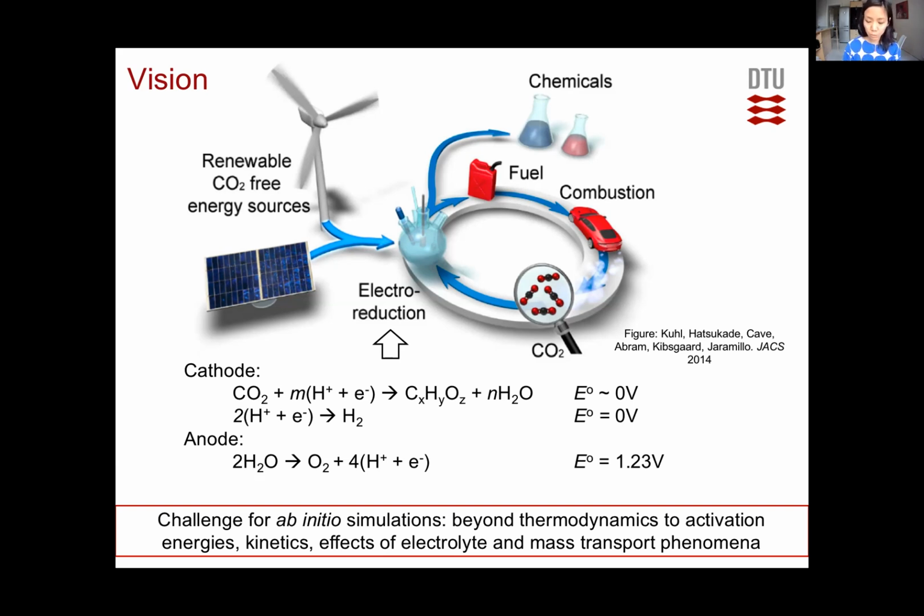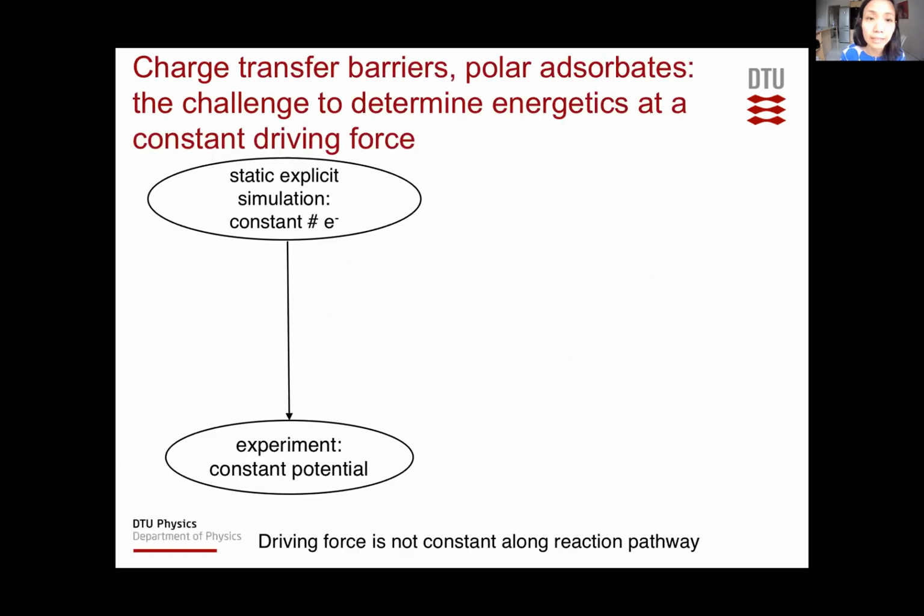So I will start with a very brief discussion of one of the major challenges that we are still tackling today, and it is the challenge to determine reaction energetics under a constant driving force. If we were to naively do an explicit simulation of an electrochemical reaction barrier, we are doing this at constant number of electrons, whereas in experiment, we're operating at constant potential.